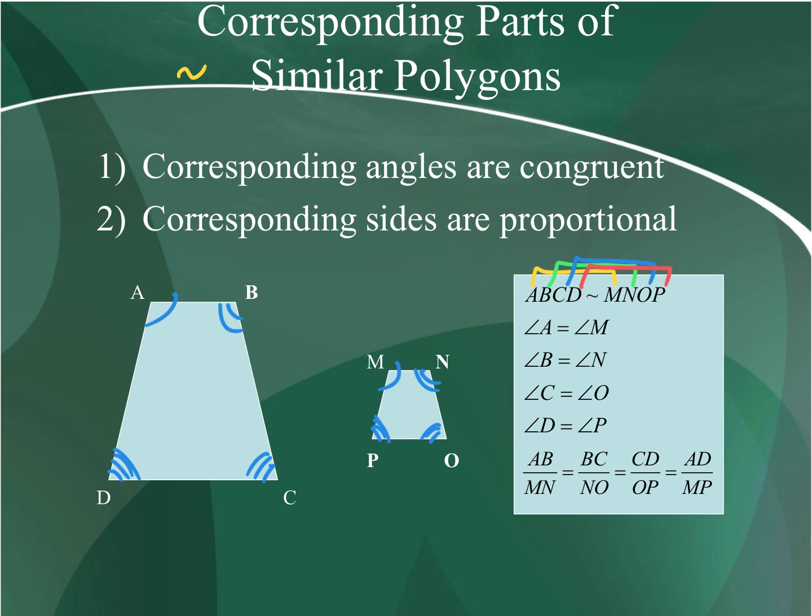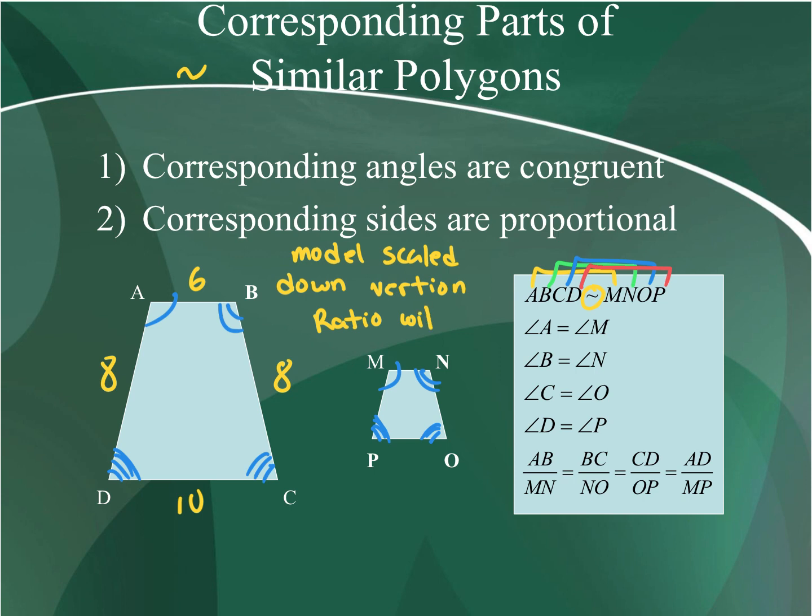So if the original did tell you that it's, let's say, 6, 8, 10, and 8, the model from the quadrilateral ABCD to MNOP, they're telling us it's similar with the squiggly right here. We can say that the model has been scaled down. So it's just a smaller version. But the key part right here is the ratio will be the same. So knowing that, I'm going to make up a ratio, guys. I'm going to say this is 3. I'm just dividing all of these by 2 because I'm making up this example as we go.